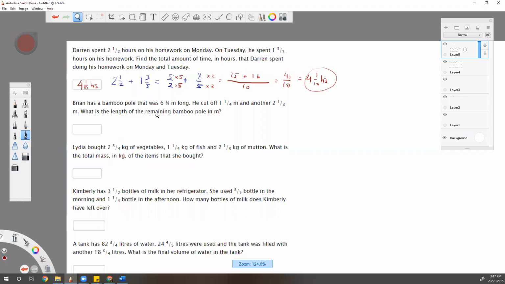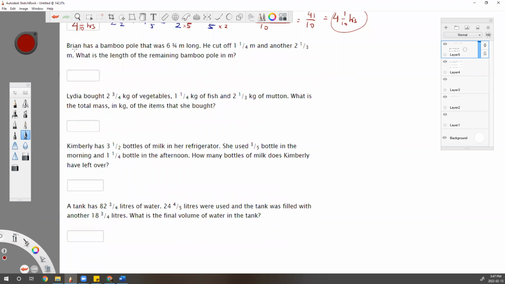Oh, he's so diligent. Okay, Brian has a bamboo pole that was 3 over 4 meter long. He cut off a piece and another. So minus and minus, right? 3 over 4 subtract 1 over 4 subtract 2 1/3, right? Make sure every denominator is equal, but here we can do this because they share the same denominator. 6 minus 1 is 5, 3 minus 1 is 2 over 4, subtract 2 1/3. See, it is the simple way, because you see the special case of this question: they share the same denominator.